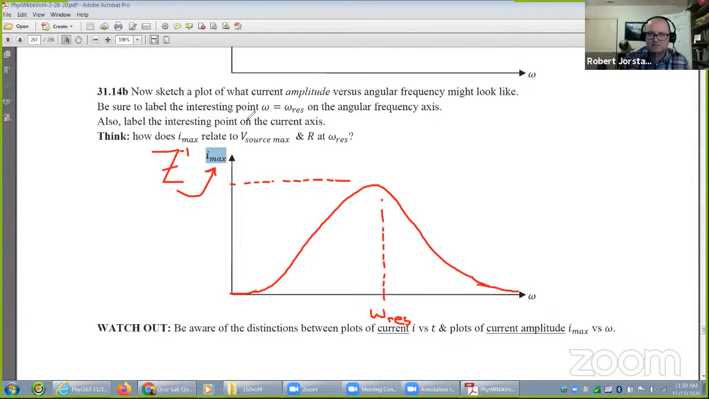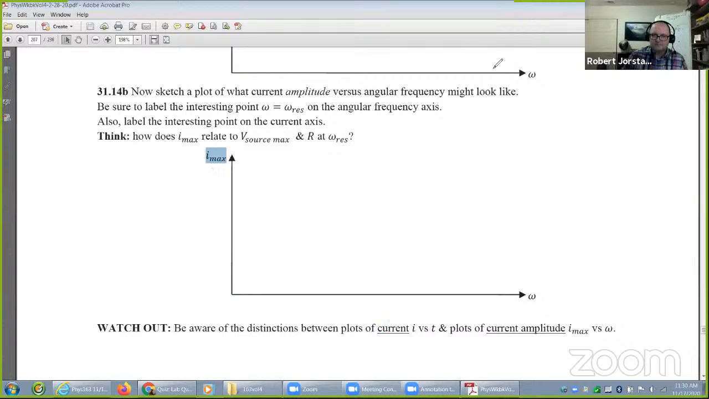Oh, whoops, I need to write something in there. Sorry. That plot of Z to the -1 was basically this. And this level here, I think we just said, was V max over R. What do you think about that? Could you guys handle that? I hope so.